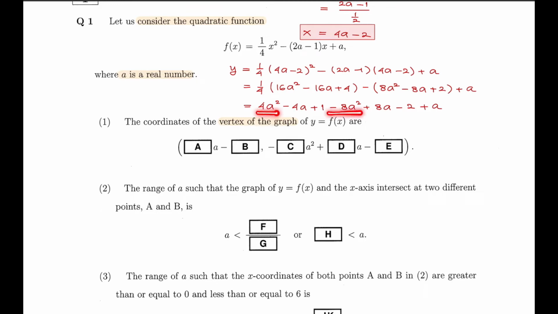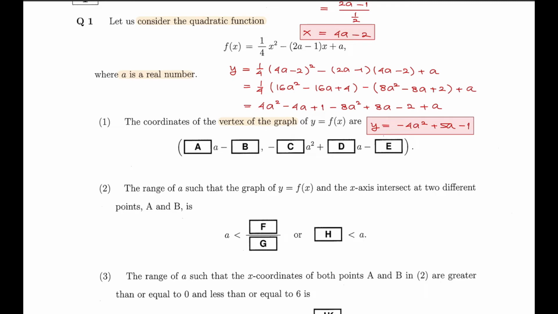4a squared minus 8a squared is negative 4a squared. And then negative 4a plus 8a plus a. Negative 4 plus 8 is 4. And then 4a plus a is 5a. And then the last term is 1 minus 2. 1 minus 2 is negative 1. This is the y coordinates of the vertex. Once again, we obtain the y coordinates of the vertex.